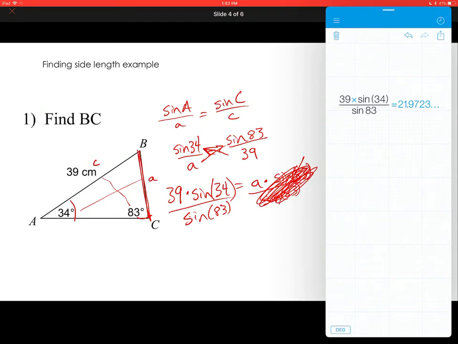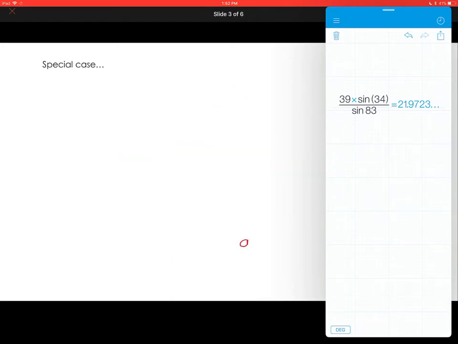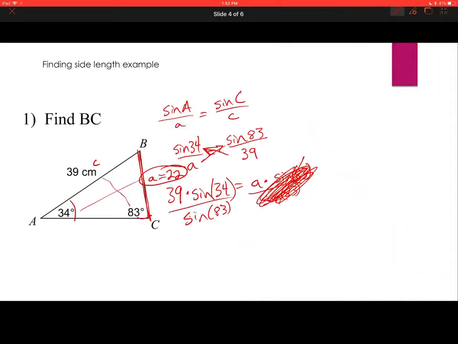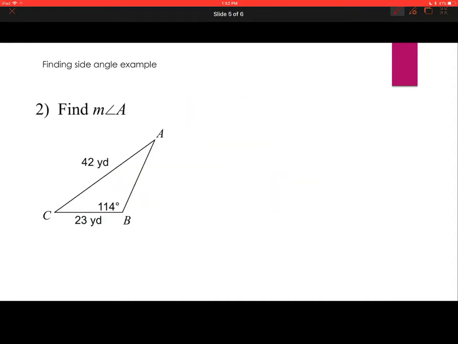Okay, so the answer to that is 21.9723. So really, this side over here, if I round it to 21.97, I could probably even round up to 22 if I wanted to. Let's just say A is equal to 22. Not as precise, but at least I've solved it now. A is equal to 22. So that would be my answer for the first one, solving for a side length.